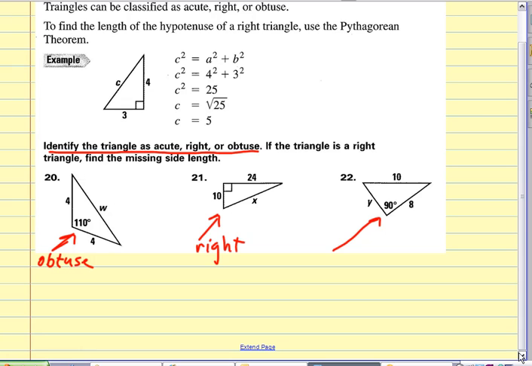It's not an acute triangle. Megan? It's a right triangle because it has a 90-degree angle in it. Okay? They tricked us because they didn't put that little square right there, Jordan. Jerks. All right? Now, it says, if the triangle is a right triangle, find the missing side length. Well, I tell you what, we're not going to do both of these. Let's just do one of them. Let's do this one right here, number 21.